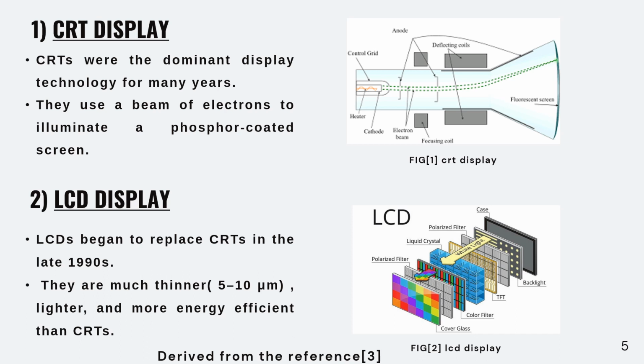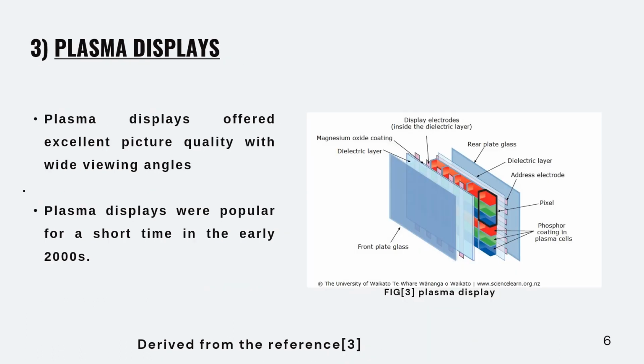Then we can move to the LCD display. The LCD display replaced the CRT display in the late 1990s, and they are much thinner, lighter, and more energy efficient than CRTs. And the LCD displays are also available in present life. Next, the plasma displays.